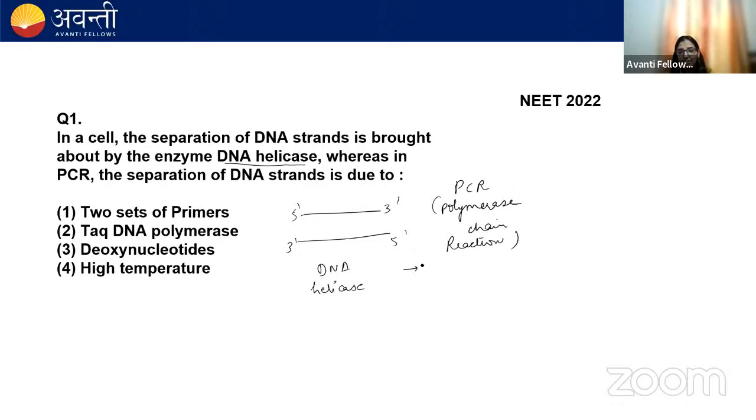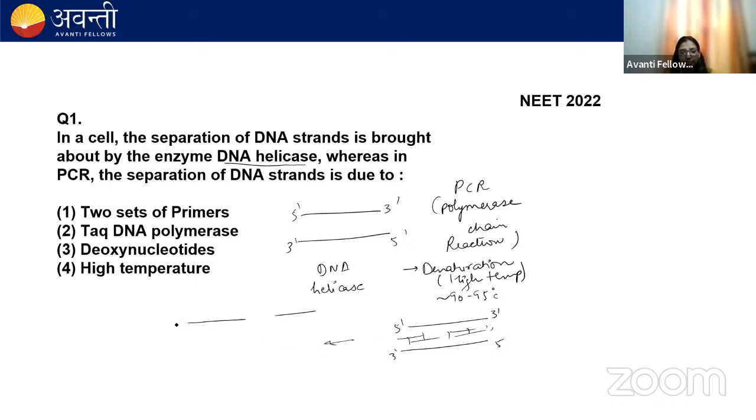So in PCR, the first step is denaturation, where high temperature is given. At this step, approximately 90 to 95 degree Celsius temperature is given, at which the two strands of the DNA get separated. Now the hydrogen bonds between the two strands break, and the two strands are separated. This is the first step.